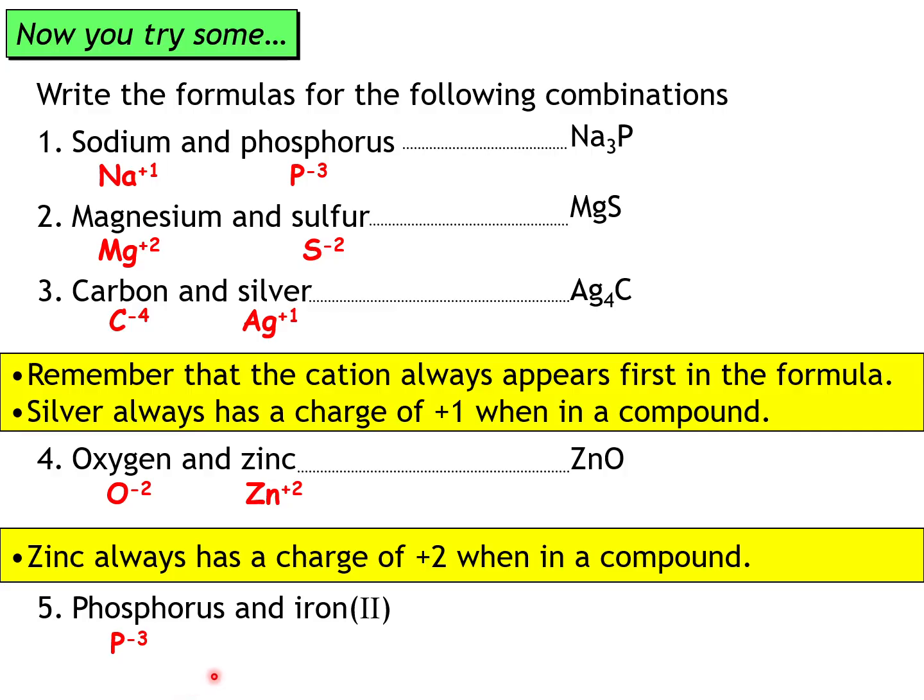So now what they do, something I'm very grateful for, is that they put a Roman numeral after the metal, the transition metal, to tell you what that oxidation number is. So this tells us that this is iron with a +2 charge. So then we put the metal first, do the swap and drop, and you get Fe3P2.